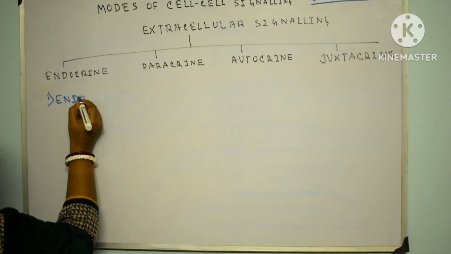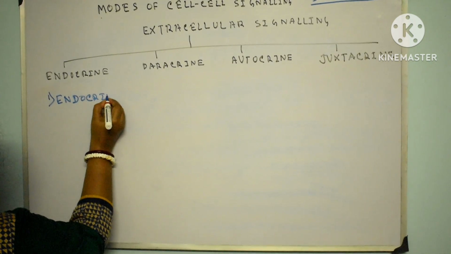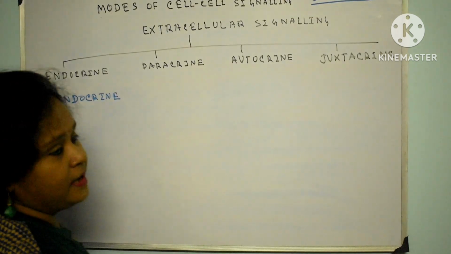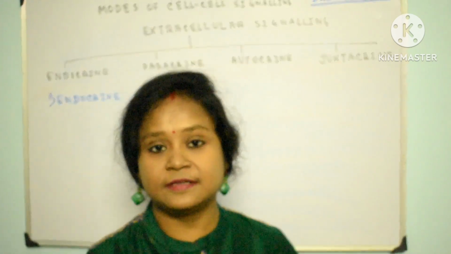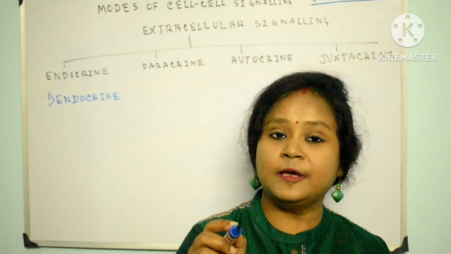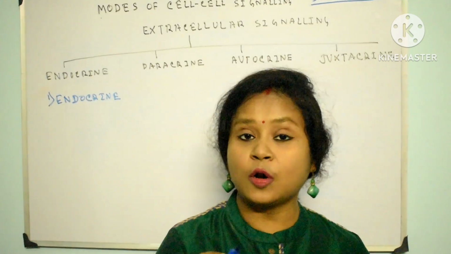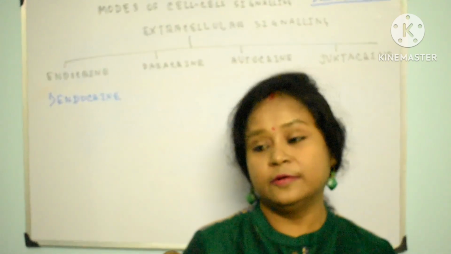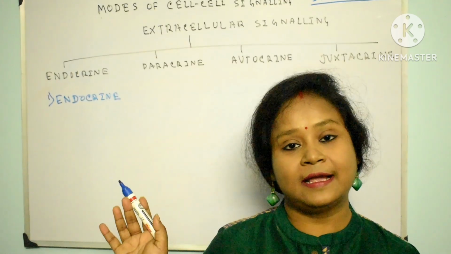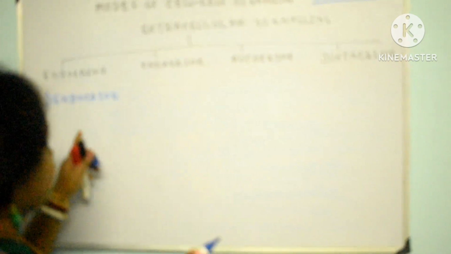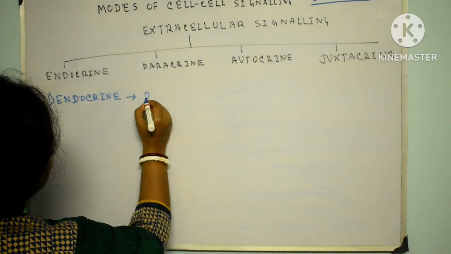First of all, endocrine signaling. When we hear this particular term endocrine, it directly reminds us of hormones. All of us know that hormone is secreted from endocrine glands. So the main character of this signaling is that the target is distantly located.